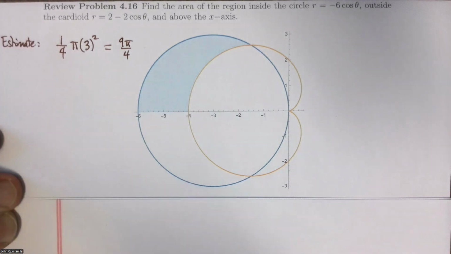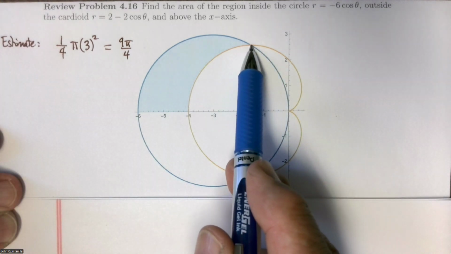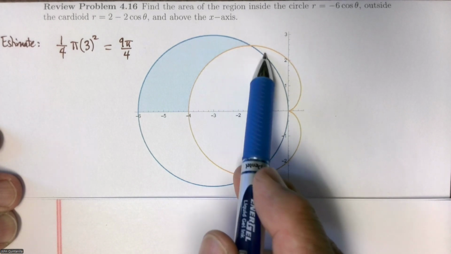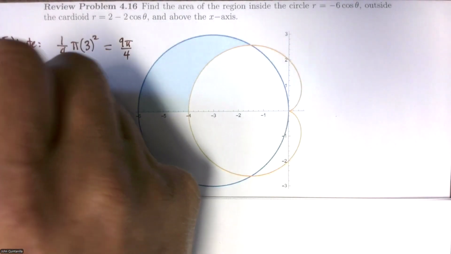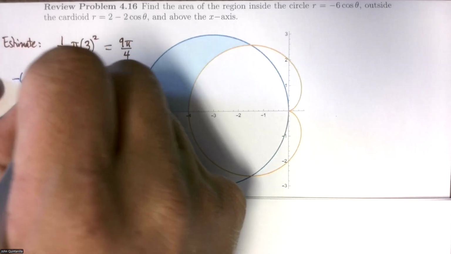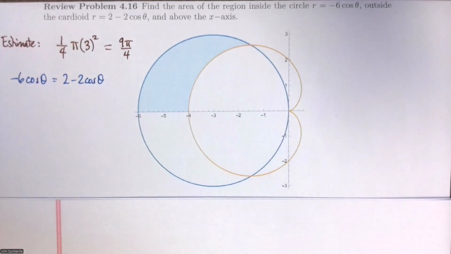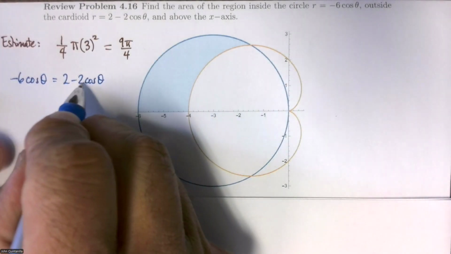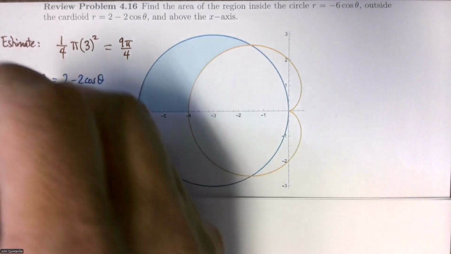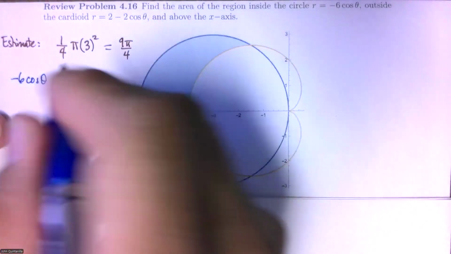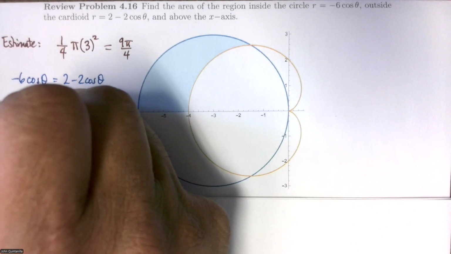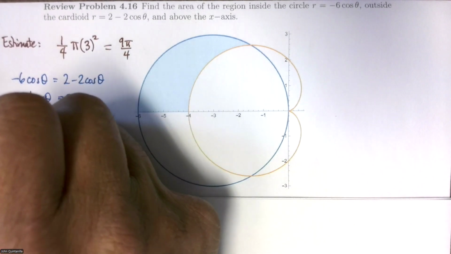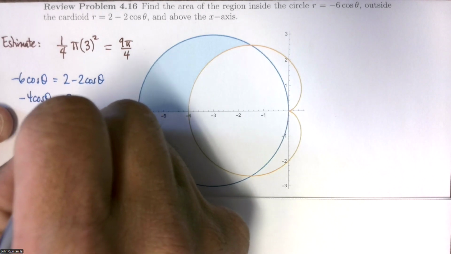Okay, now how do we do this problem? Well, first thing we need to do is figure out where the two curves are crossing. And so to do that, I set the two values of r equal to each other. -6 cosine theta is equal to 2 minus 2 cosine theta, and then solve for cosine of theta. So let's bring the -2 cosine theta over to the other side. So I get that -4 cosine theta is equal to 2. So cosine of theta is equal to -1/2.